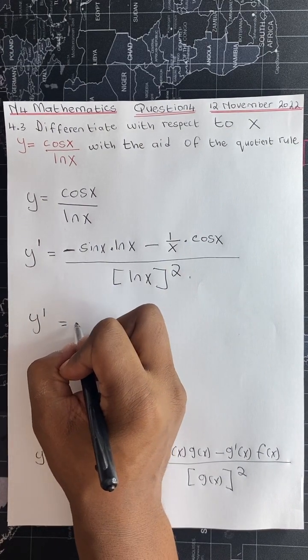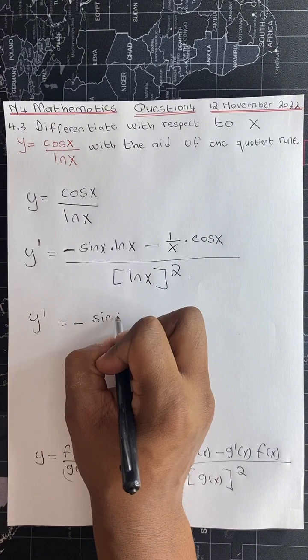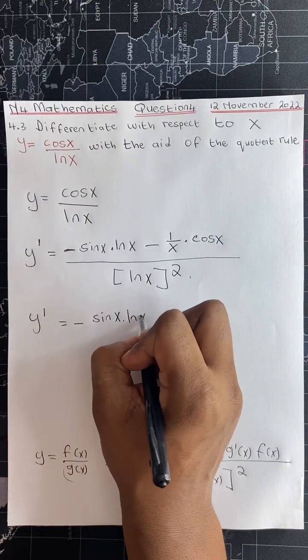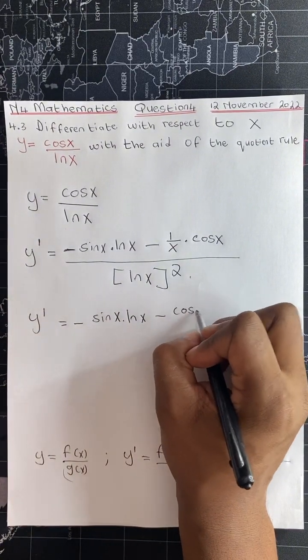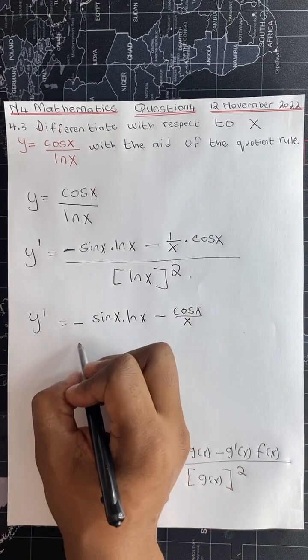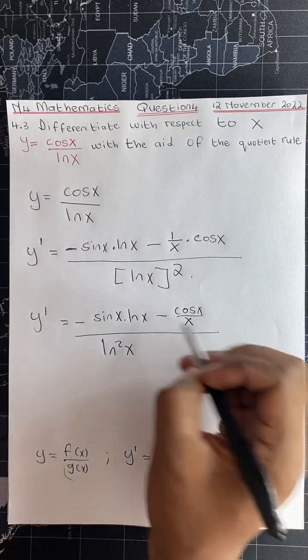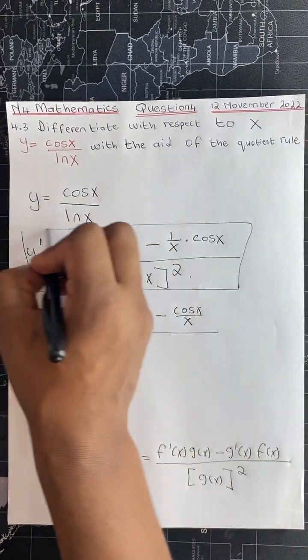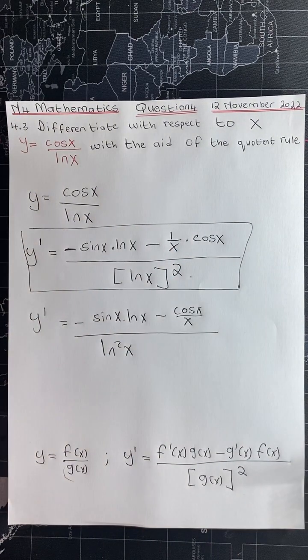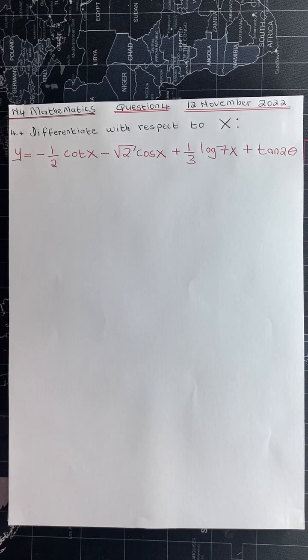So this will be equal to negative sin x ln x minus cos x over x, all divided by ln squared x. But I think that if you were to leave your answer in this step, you will still get your full marks.